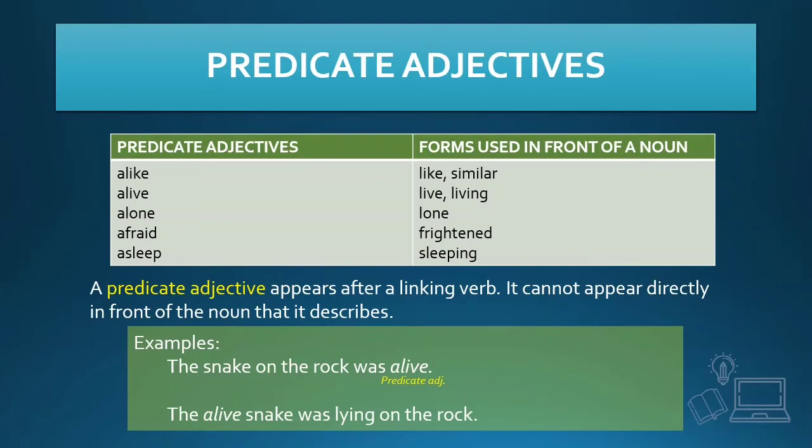The second example, the alive snake was lying on the rock. Contoh kedua adalah contoh yang salah karena alive sebagai predicate adjective diikuti oleh noun, snake. Kita bisa merubahnya menjadi the live snake was lying on the rock.